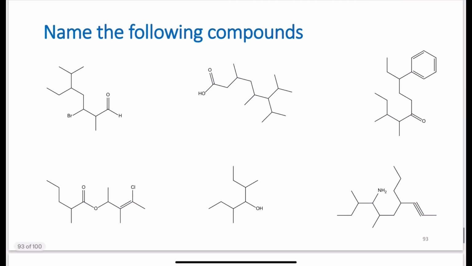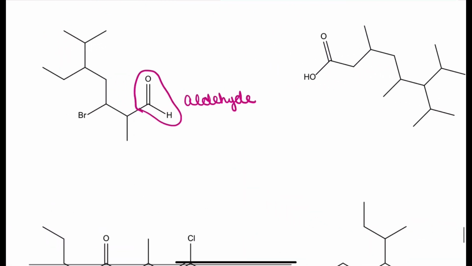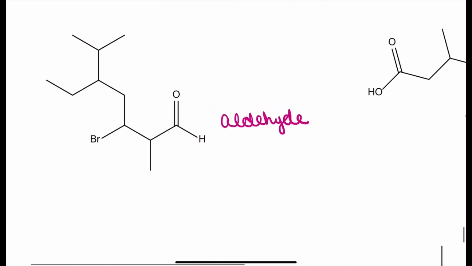So, first thing I see here is my aldehyde. That's helpful because that's going to tell me where I'm going to start my parent chain. I know I need to start my parent chain to include that aldehyde, as that carbon is carbon 1. So 1, 2, 3, 4, 5, 6, 7.